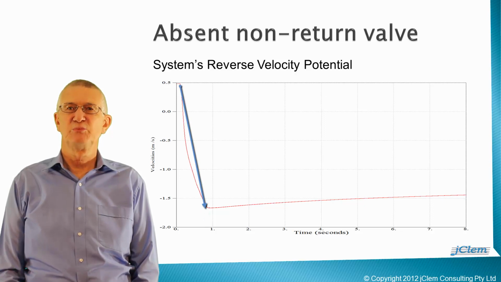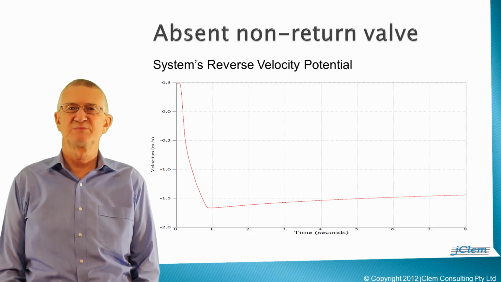That is a 2.2 meter per second change in velocity over 0.7 seconds, which is a deceleration rate of approximately 3.1 meters per second squared. This graph tells us that if left uncontrolled, pump number 1 would continue to recirculate a reverse flow of about 1.4 meters per second through pump number 2.